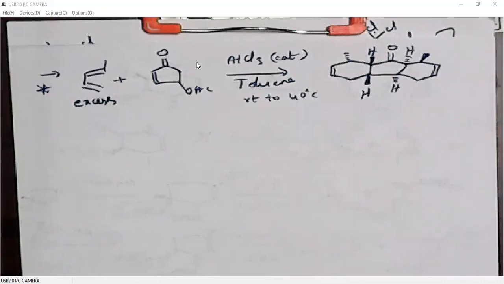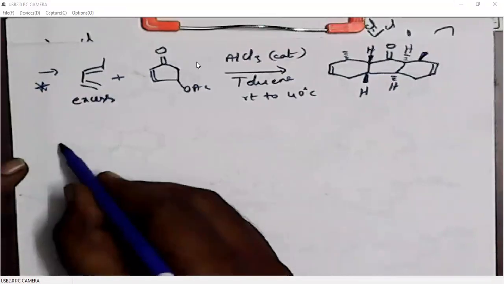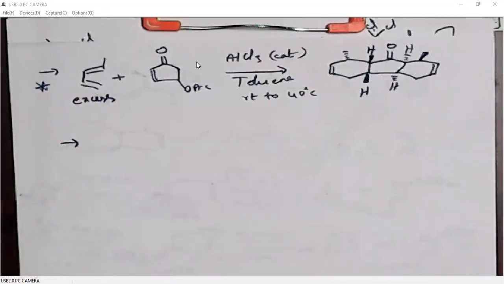Right. So far we are discussing that endo products are stable because of the secondary orbital interactions. But when we look at the steric crowding requirements, the endo product is less stable, right? The exo product is more stable, when we look at the steric crowding requirements. Any doubt?